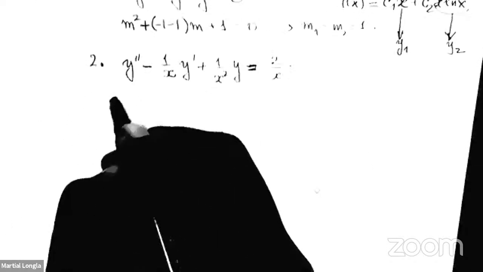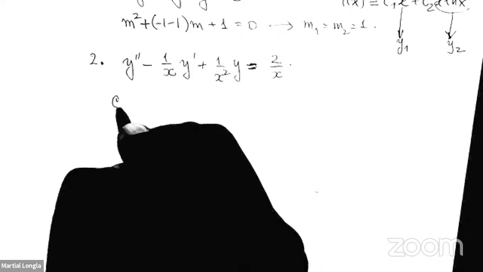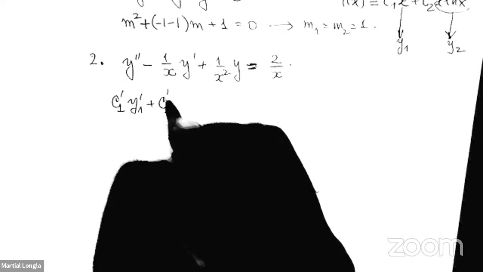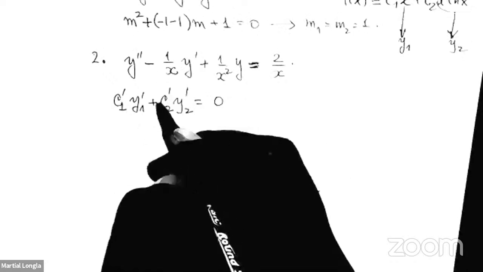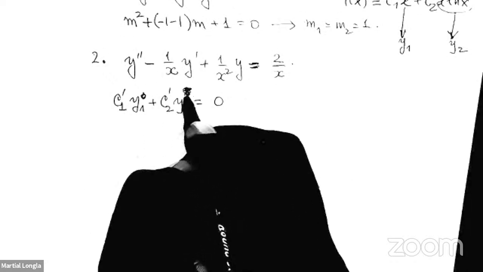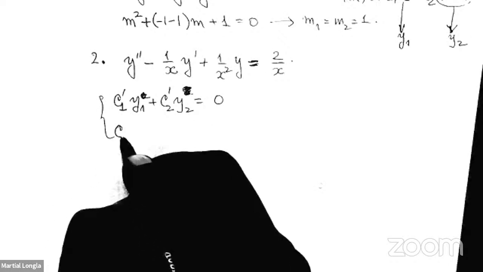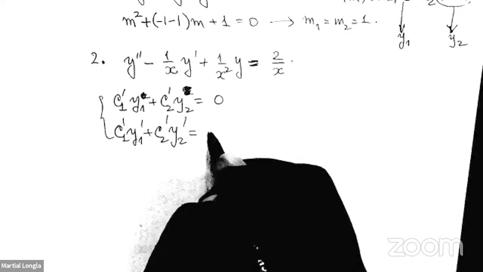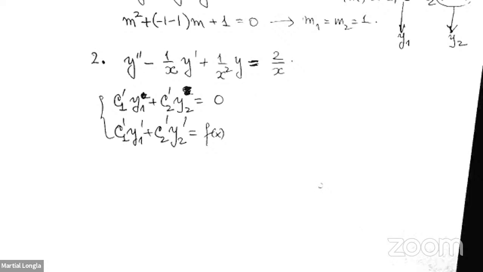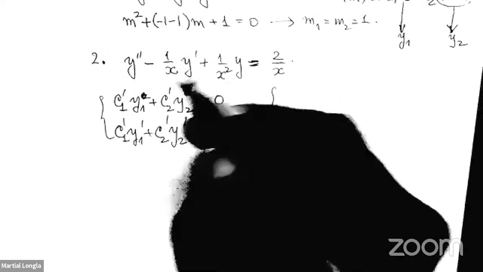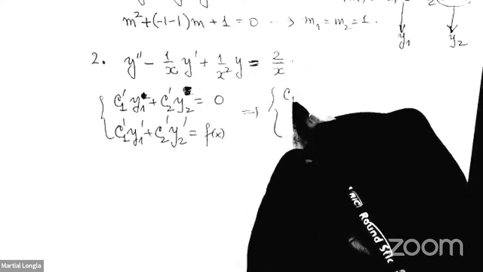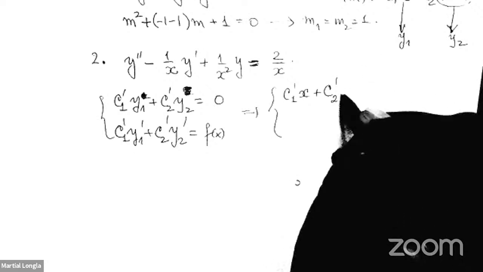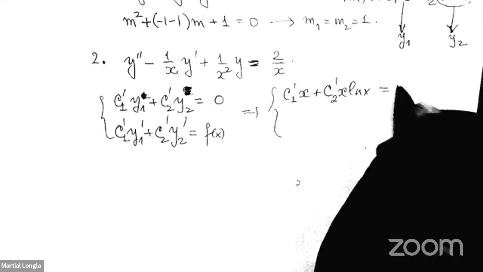That's it. And so you are going to write down your system: C1 prime y1 plus C2 prime y2 equals 0. Oh, sorry, y1 and y2 just here. And then the second equation, C1 prime y1 prime plus C2 prime y2 prime equals the right-hand side of the equation f of x. And now you can replace the functions. That's C1 prime, y1 is x, plus C2 prime, y2 is x natural log of x, equals 0.